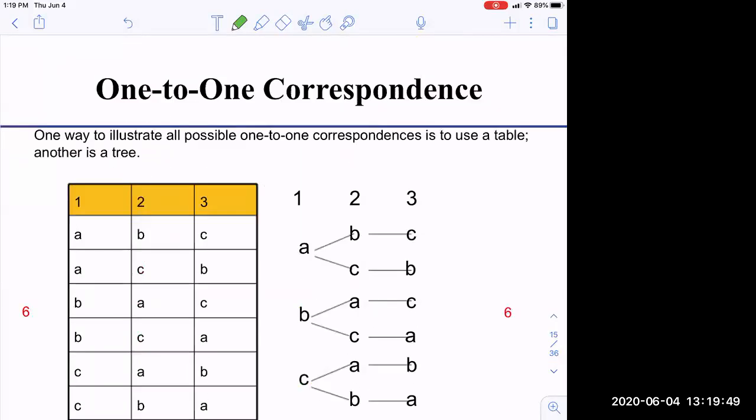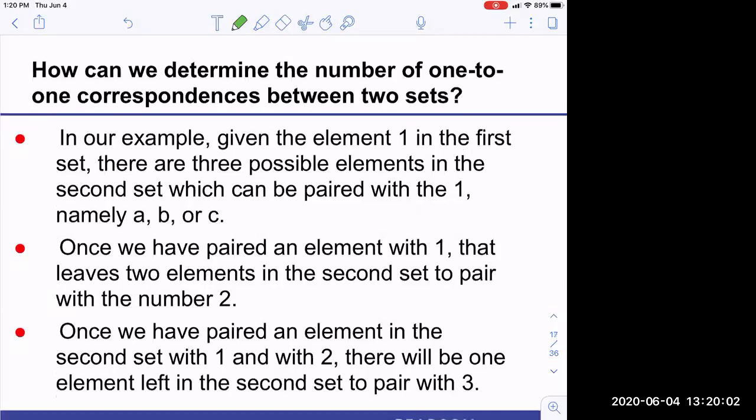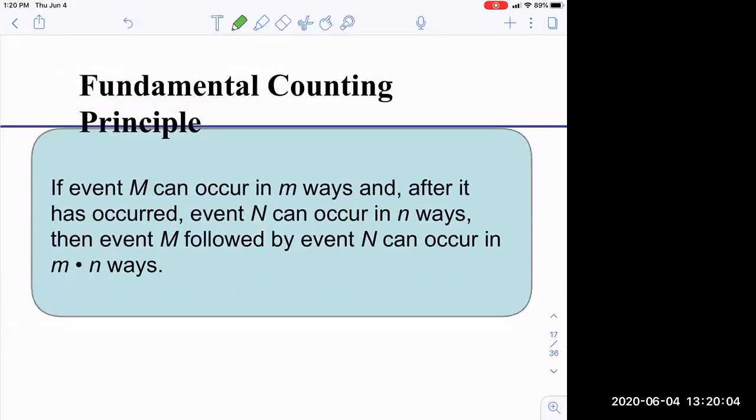Now, if we want to know all the ways we could line them up, we're certainly not going to make a table. And I'm not going to go through this. I'm going to go directly to the fundamental counting principle. This is huge. It comes up in all sorts of math, statistics, probability.